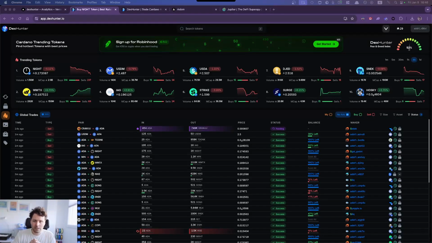With the recent Night launch and big capital inflows and volume increases in the Cardano ecosystem to trade it, many people are asking what's the best platform to trade, how do I trade it, and how do I get the best info quickly enough to get the best prices.